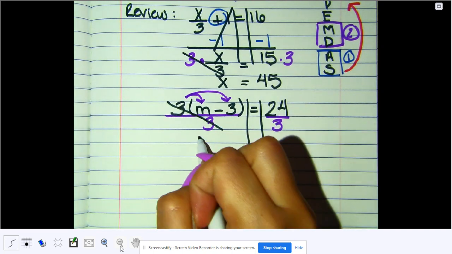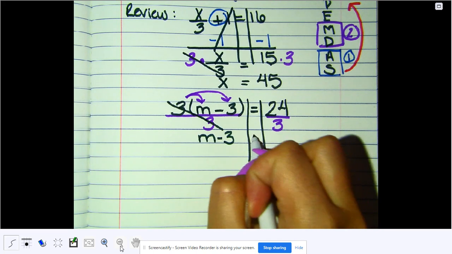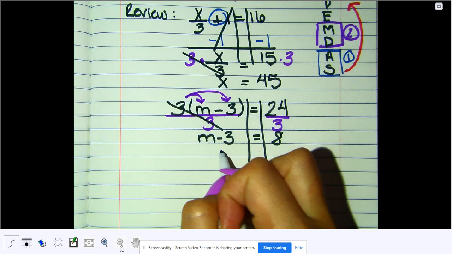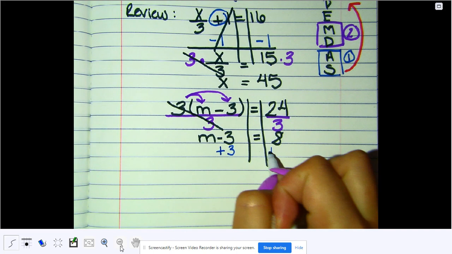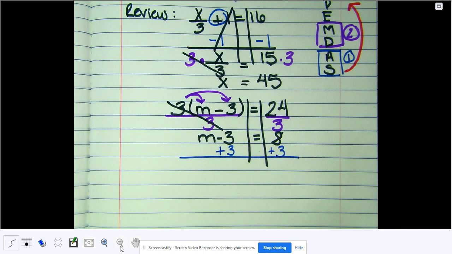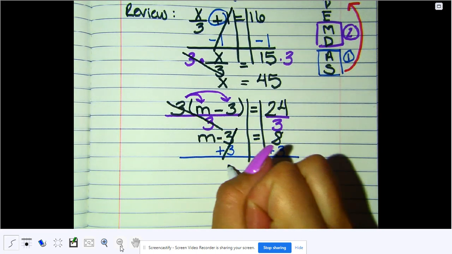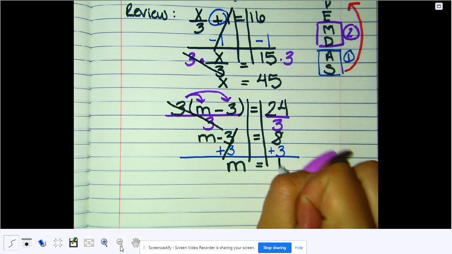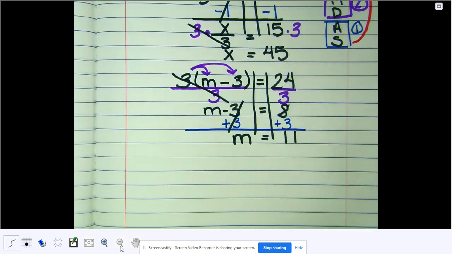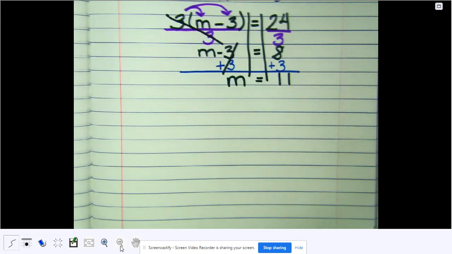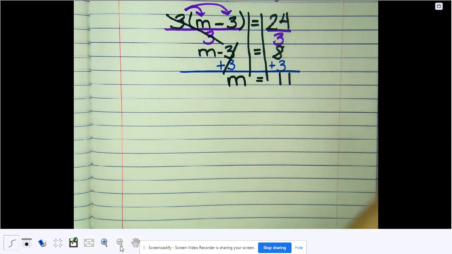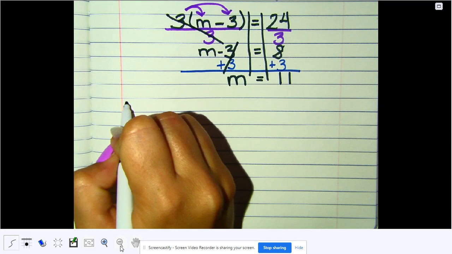So this cancels, and you're left with m minus 3 is equal to 24 divided by 3, which is 8. And then the opposite of adding or subtracting is addition. So this cancels, and we're left with m is equal to 11. Okay, literal equation time. We're going to be using the same concept, but I'm going to throw in an equation with limited numbers.